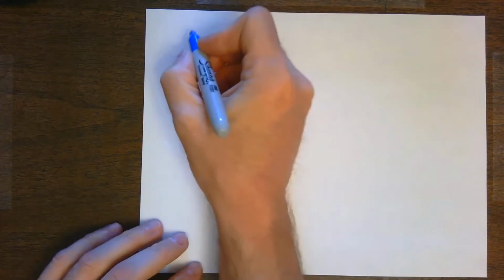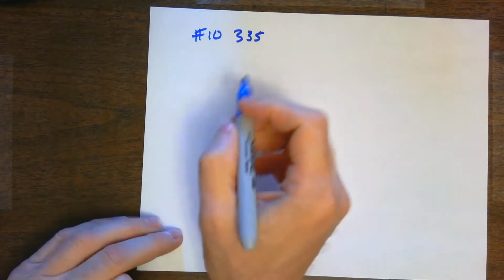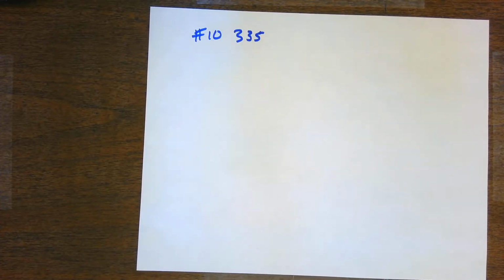All right, let's see. What should we do next? Let's take a look at problem number 10 on page 335. All right, go ahead and open up, take a look at it. I'm going to read it to you.